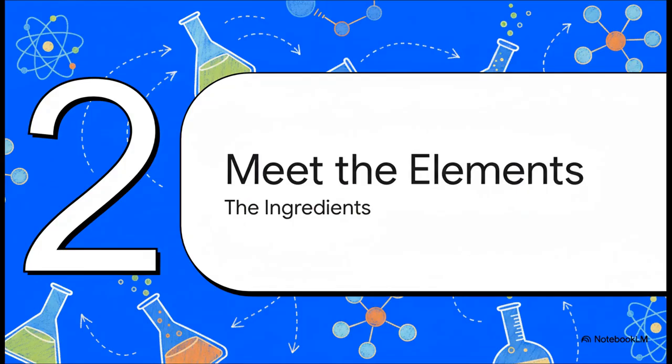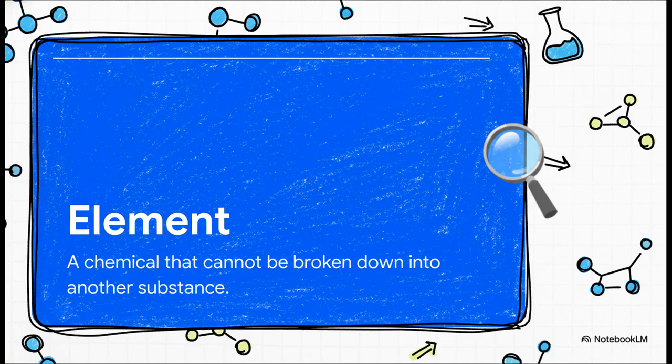All right, so if a formula is a recipe, then what are the ingredients? Well, those are the elements. Let's take a look at how to spot them. So an element is a pure substance. Think pure gold or pure oxygen. The very first and simplest rule for reading our chemical code is this. Just count the capital letters. That's it. Each capital letter you see stands for a different, unique element.